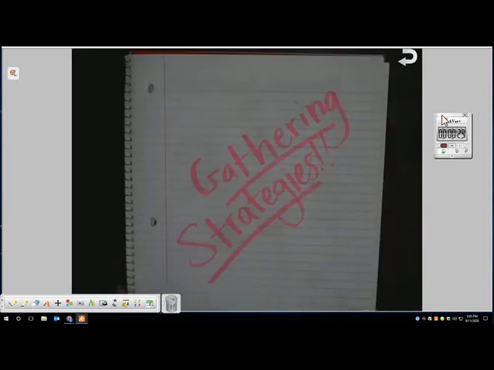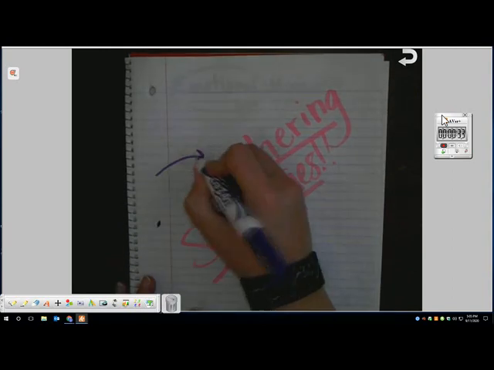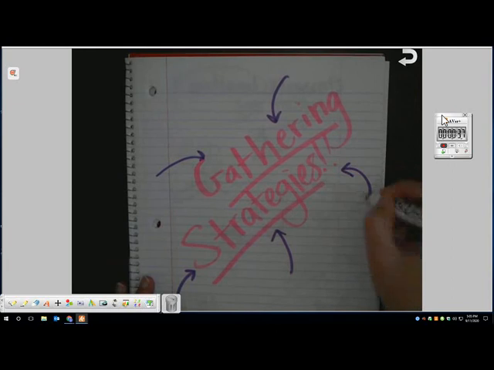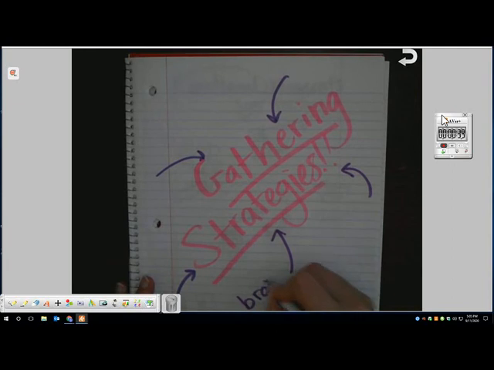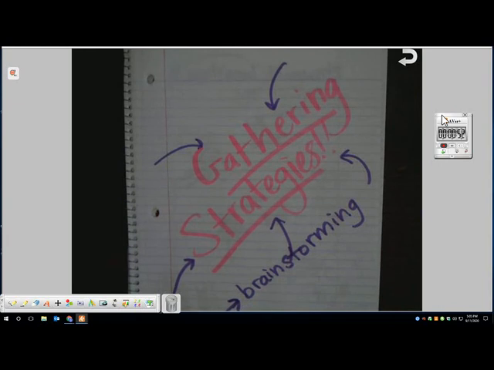So a gathering strategy is basically a strategy to gather different ideas, bring those ideas together, pull them together, just like you would do when you are brainstorming, because that's basically what gathering strategies are. The idea is that you're gathering things to help you come up with different ideas. The reason they do gathering strategies is because this is something that real writers actually do.